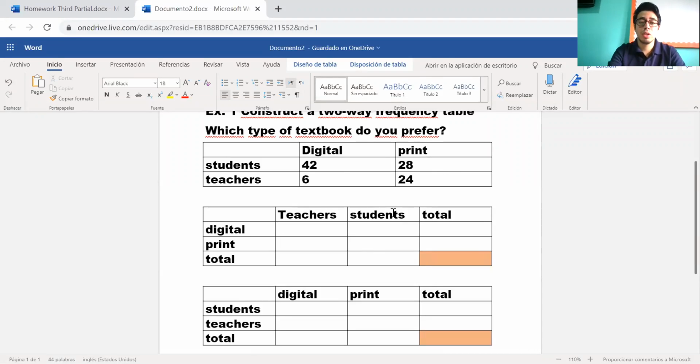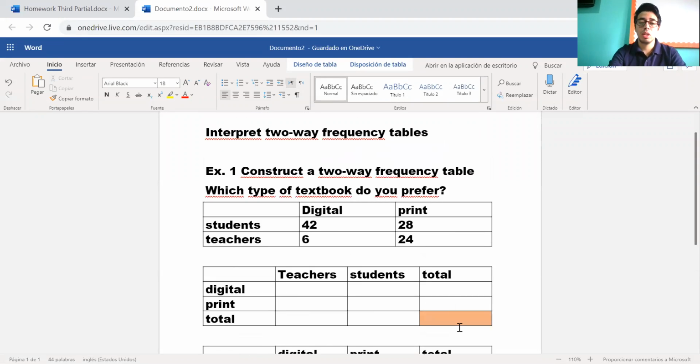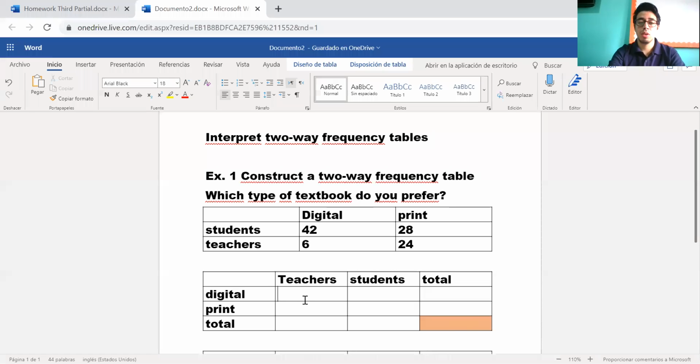The first category is for the people, the teachers or the students, the people in this school. And for the other category, we have what type of book they prefer, the digital or the printed book. I'm not going to show this because we're going to do it in the other part, so only this. I'm going to complete this with the facts I already have on the table. Then we continue, writing the information we need.